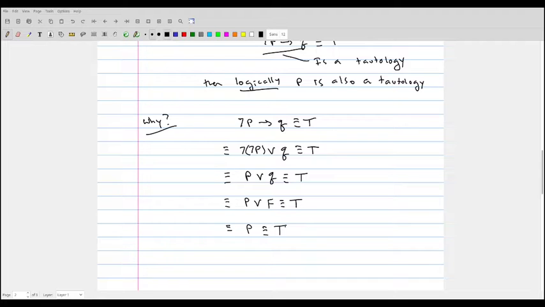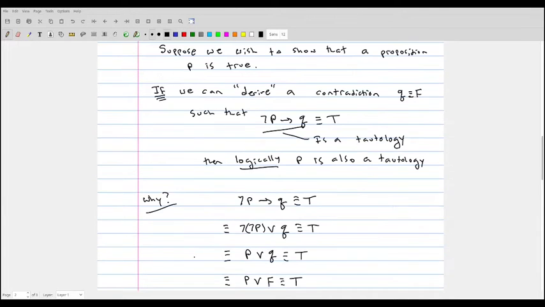So the key thing for proof by contradiction is this step, deriving a contradiction. This can be any contradiction, but you need to derive a contradiction such that the opposite of what you're trying to prove implies this contradiction, and that is always a tautology. This is the logical basis for any proof by contradiction.